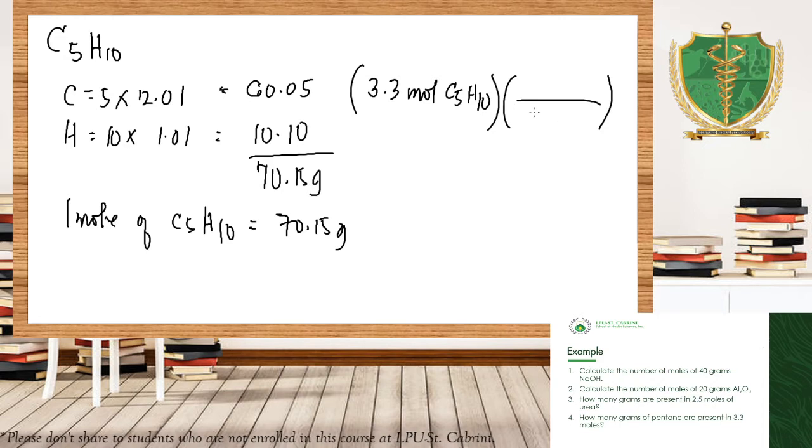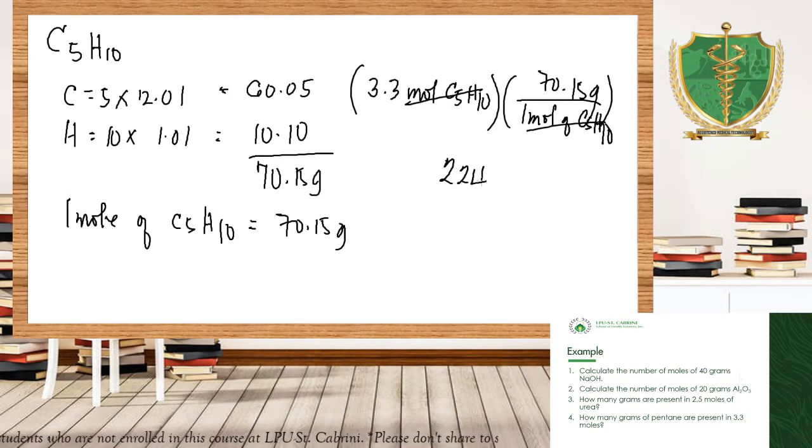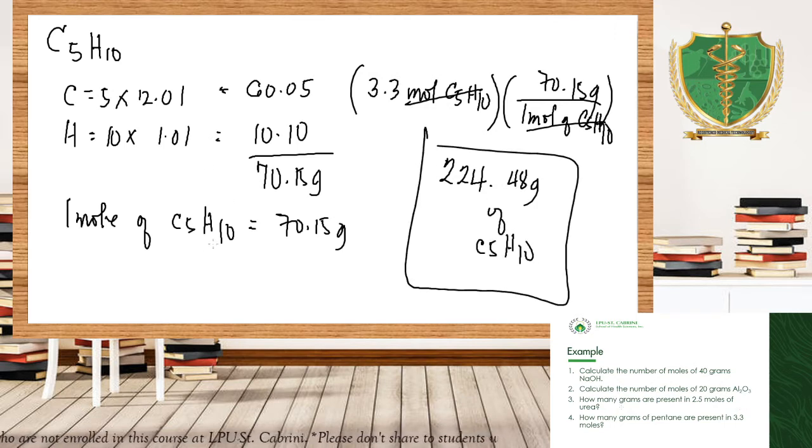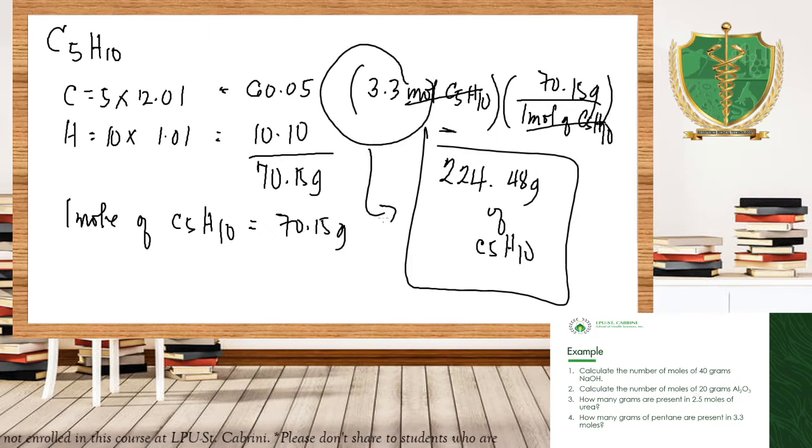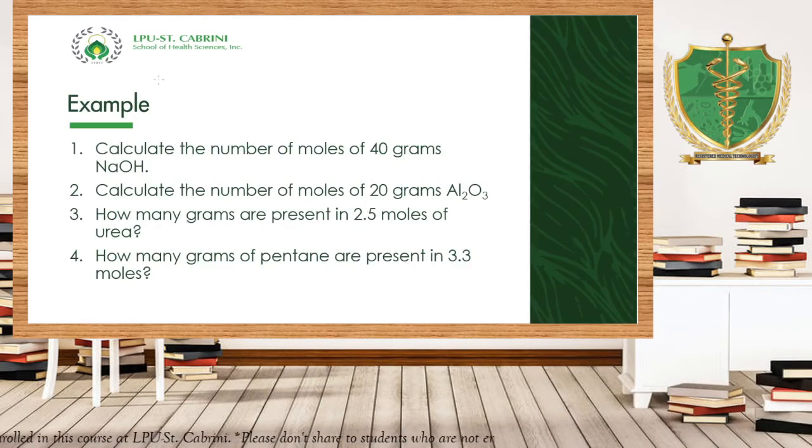So, ano yung nasa baba natin? 1 mole of C5H10. We have here 70.15 grams. So, cancel mole. 3.3 times 70.15 divided by 1. That will be 224.48 grams of pentane. Okay? So, ibig sabihin, yun daw pong 3.3 moles natin ng pentane is equivalent to 244.8 grams of pentane. Okay?